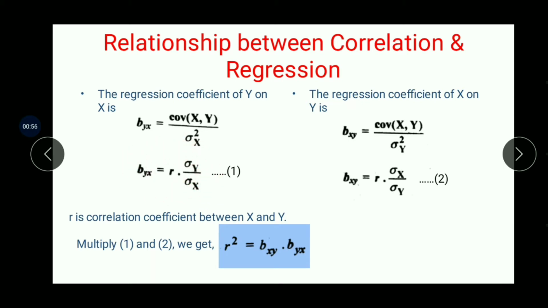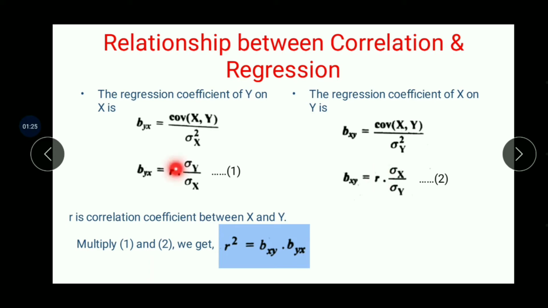Similarly, regression coefficient of x on y is given by this formula. Again we'll put covariance of xy equal to r times sigma x into sigma y. So one of the sigma y square will be cancelled by sigma y in the numerator here, and we'll be left with this term only. So this is the regression coefficient of y on x. This is the regression coefficient of x on y in terms of correlation coefficient.